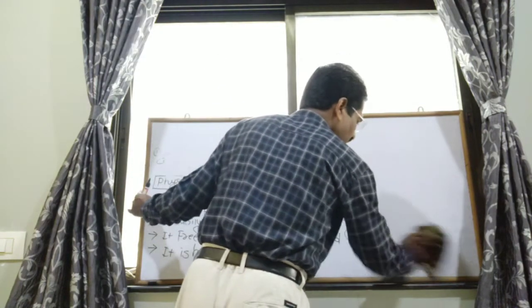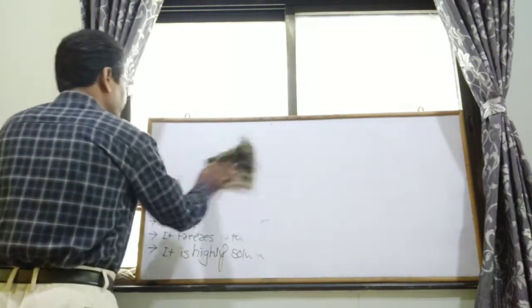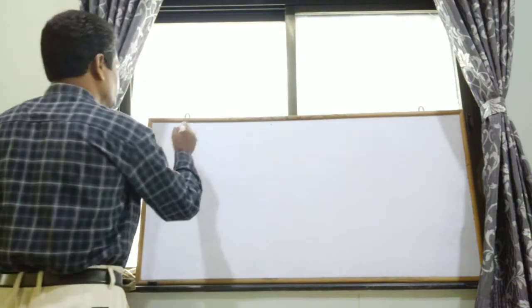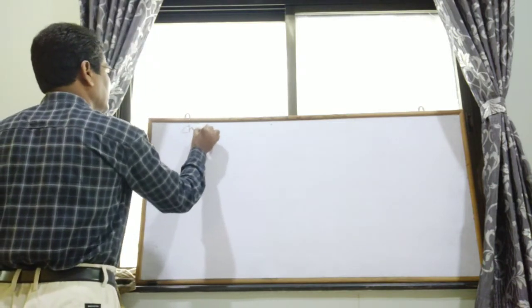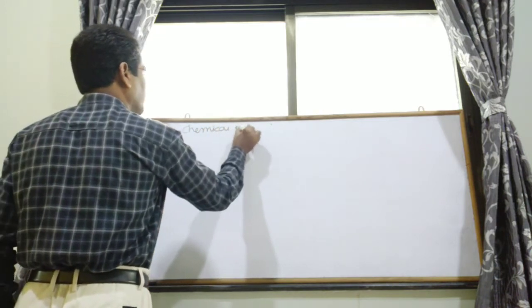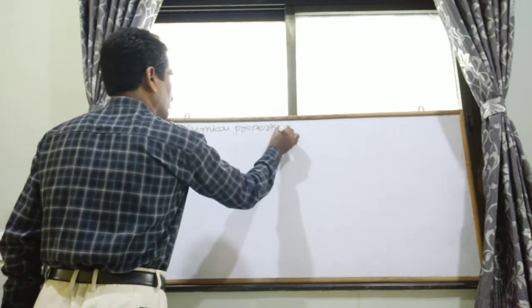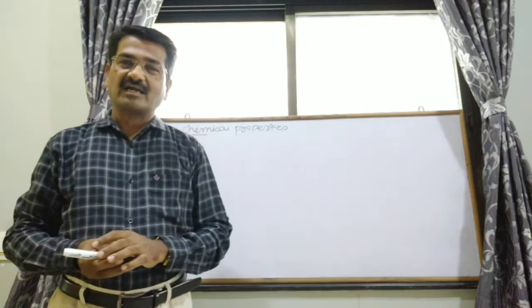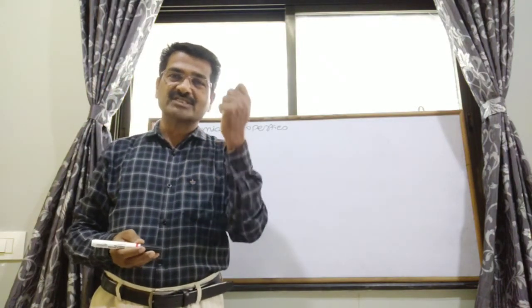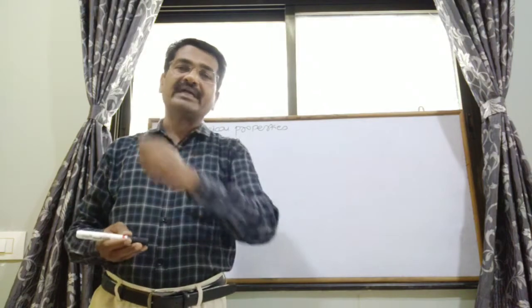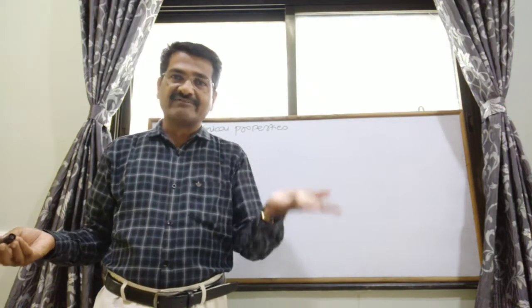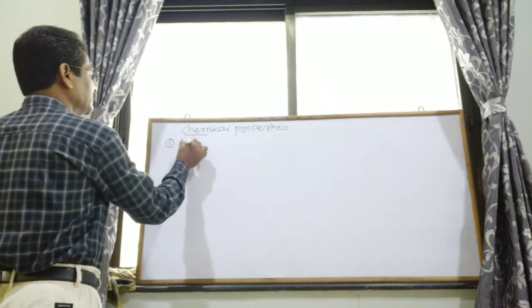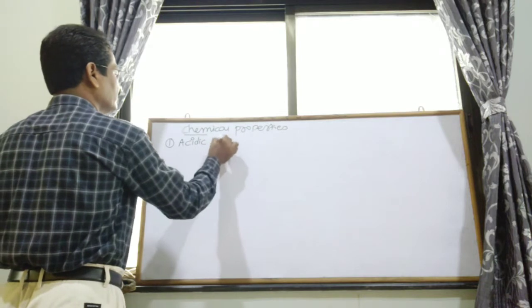Then see the chemical properties of hydrochloric acid. Which chemical properties are shown by hydrochloric acid? First of all, see the acidic property of HCl. HCl is acidic in nature, and why? It shows the acidic property.